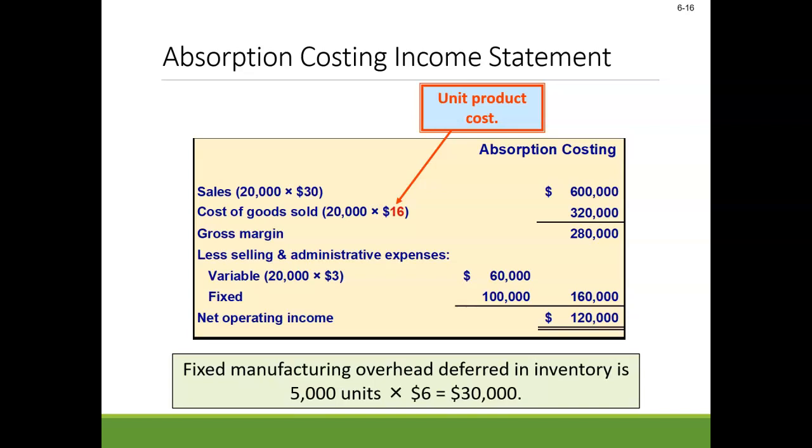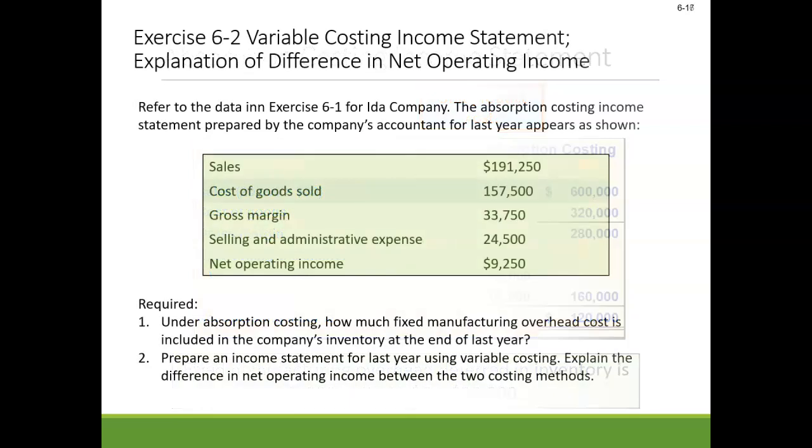In this case, under absorption costing, we use not just the variable manufacturing overhead, but we also use the fixed manufacturing overhead as a part of our product cost. So that's why this is at $16 a unit. Our sales minus our cost of goods sold gives us our gross margin. Then we have our variable and fixed selling and admin expenses to come up with our net operating income. Do you see here that our net operating income under absorption costing is higher than under variable costing?